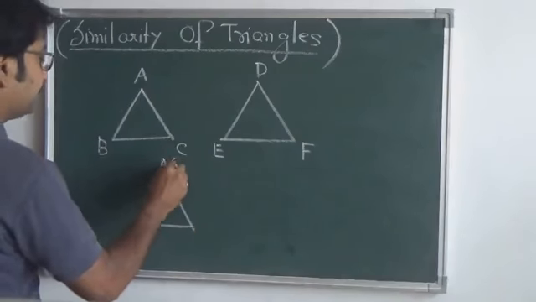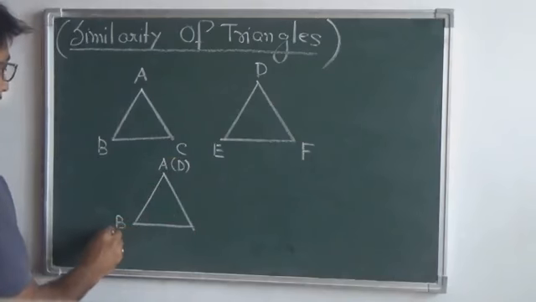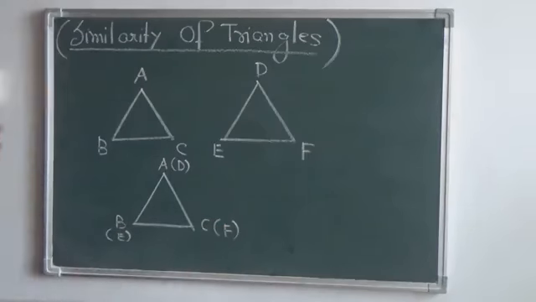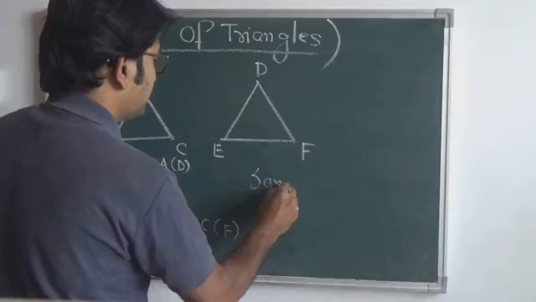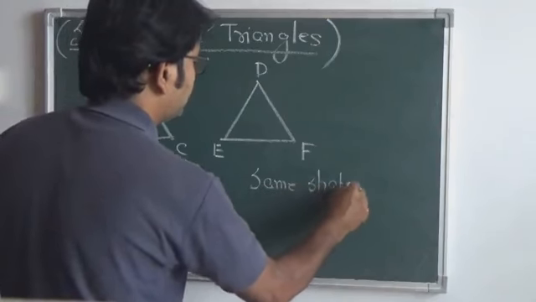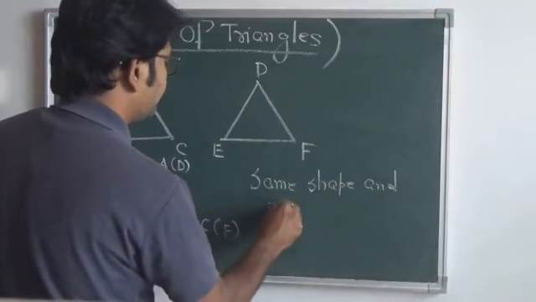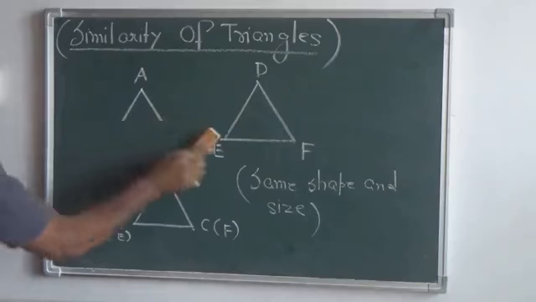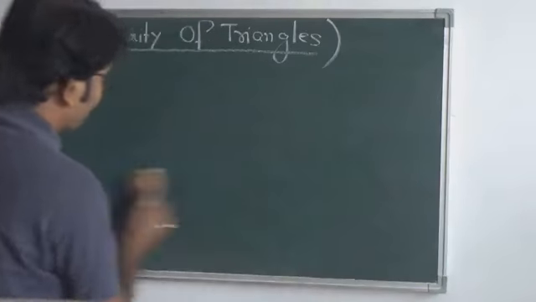This is A as well as this is the point D. This is B as well as E. This is C as well as F. That means if we place one triangle above the other, they will be superposing on each other. That is, they will be exactly the same shape and size. So in this case, when you talk about congruent triangles, they have the same shape and the same size. But now our topic of discussion will be the similarity of triangles, similar triangles.